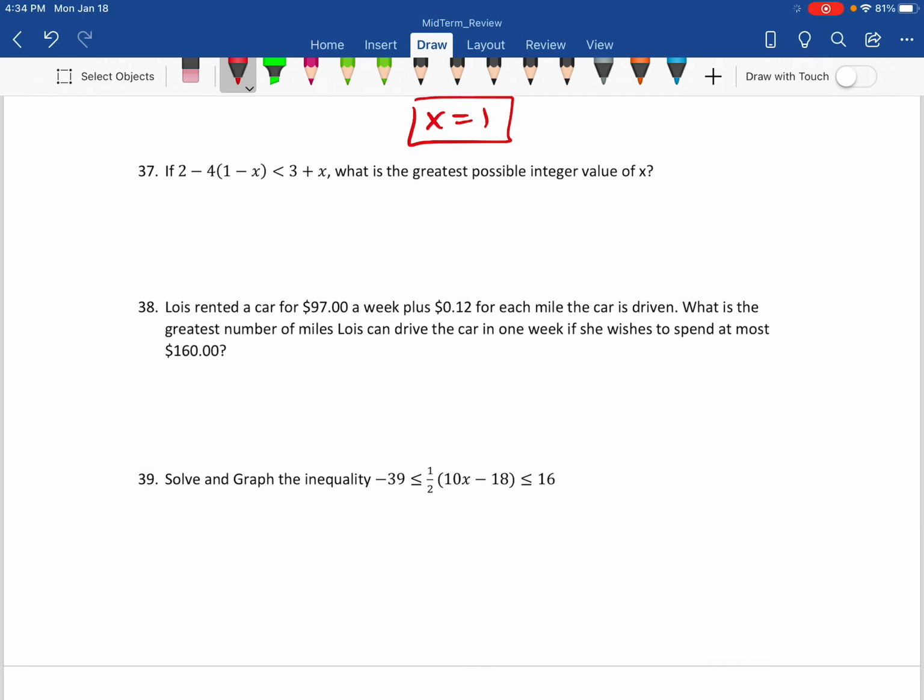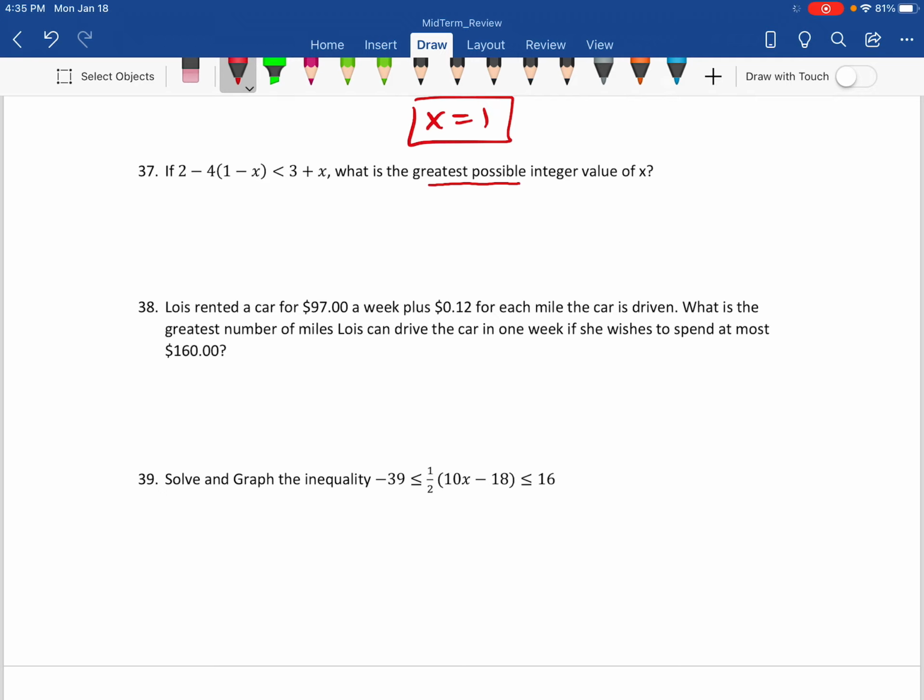Number 37, what is the greatest possible integer? Really, we're just looking to solve for the value. Okay, I know it looks like it's tricky, and I'm trying to trick you here, but really we're just looking for what we're going to solve for x. And whatever that x value has to be less than, think about what that greatest integer is going to be.